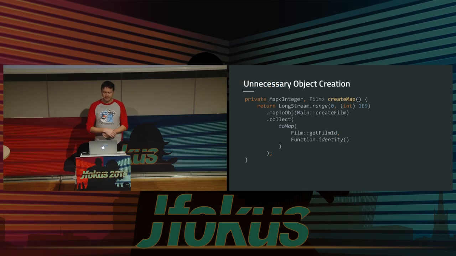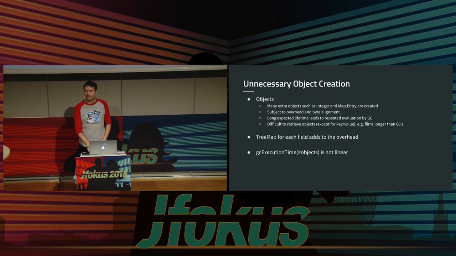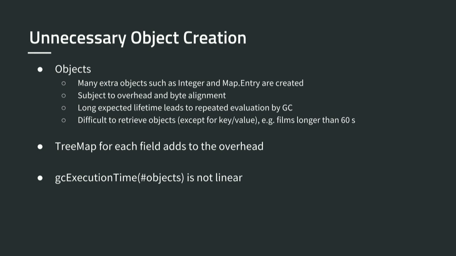And I create the film, and I collect them to a map, where I use the film ID as the key, and the film itself. I apply the function identity, which returns the same object, and just stores that into the map. And this is a pretty short code snippet, but unfortunately it will kind of clog the heap. It will create a lot of objects, because it will not only create a film object, it will create a lot of extra objects. I will create, for example, a long or an integer that's used for my key, and I will create a map entry for each entry I put into the map, and each of those objects are subject to overhead and byte alignment.